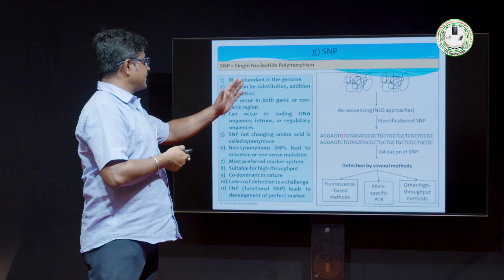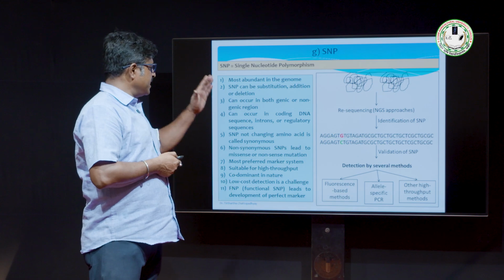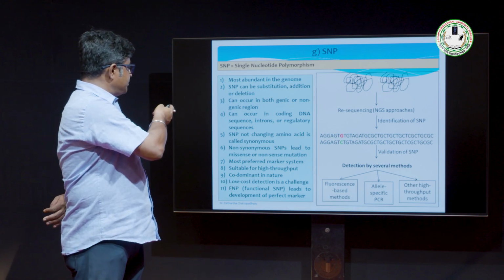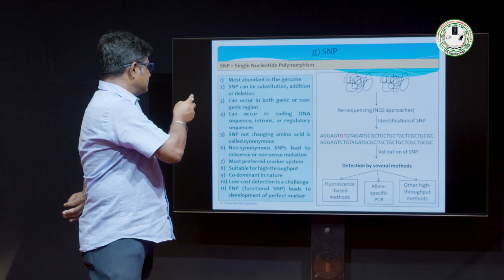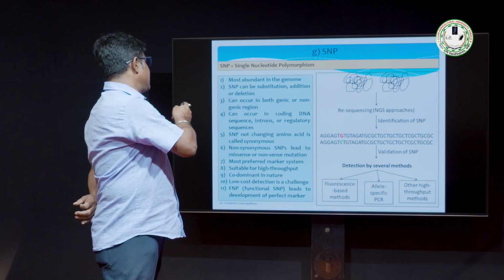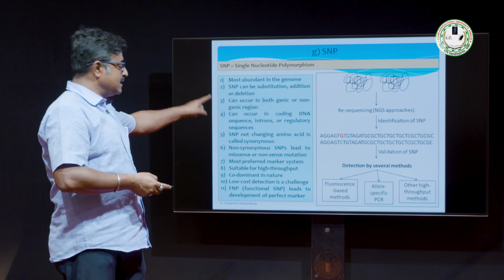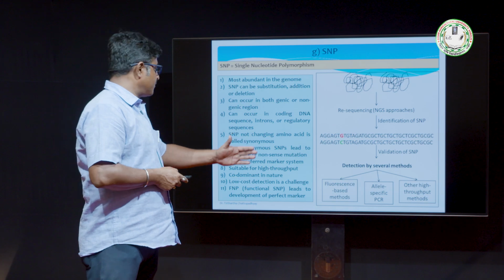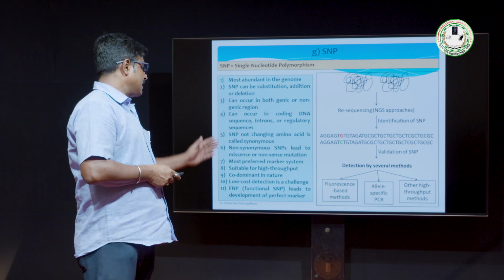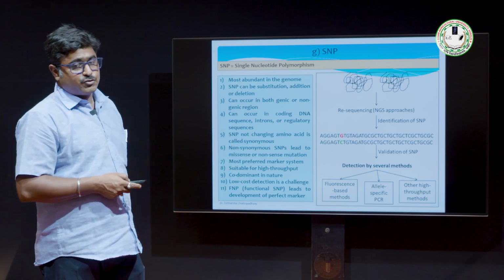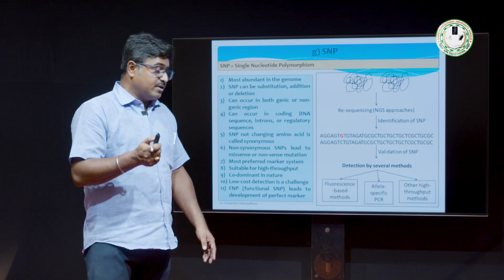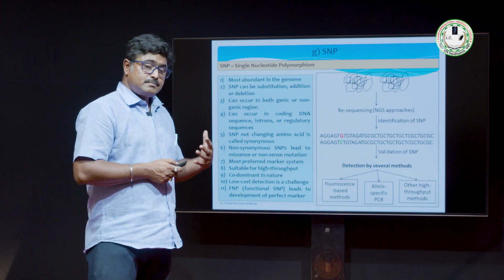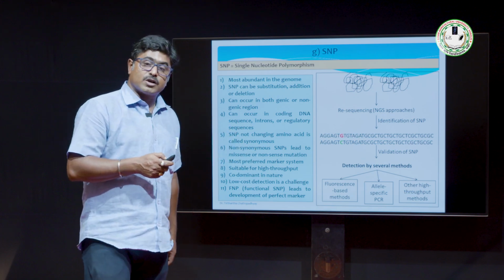You go for resequencing in NGS approaches, and you identify a lot of SNPs. For example, in variety 1 the sequence is AGG, AGT, GT, and in variety 2 the sequence is AGA, AGT, CT. So this G/C gives you an SNP, right? After validation of the SNP, you go for detection by fluorescence-based methods, allele-specific PCR, and other high-throughput methods. I will be discussing one of these methods, where we can identify an SNP even with low-cost techniques, right?